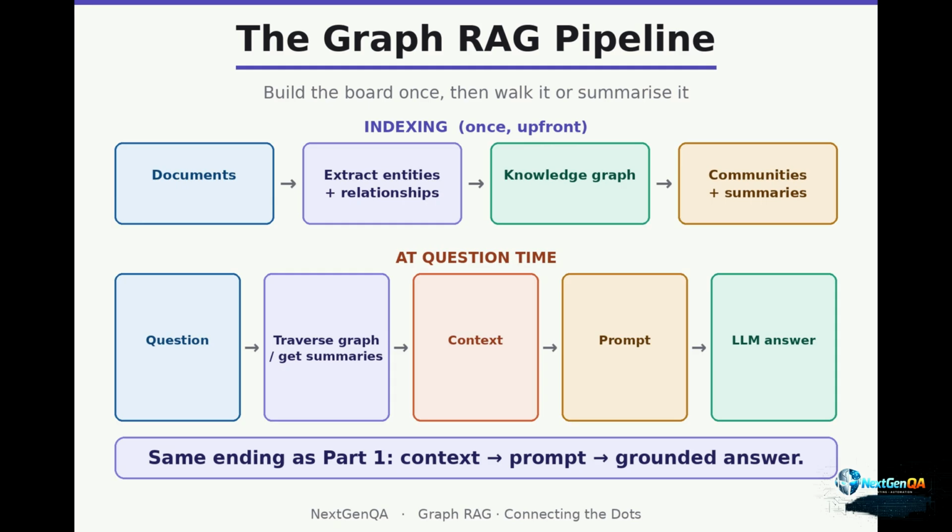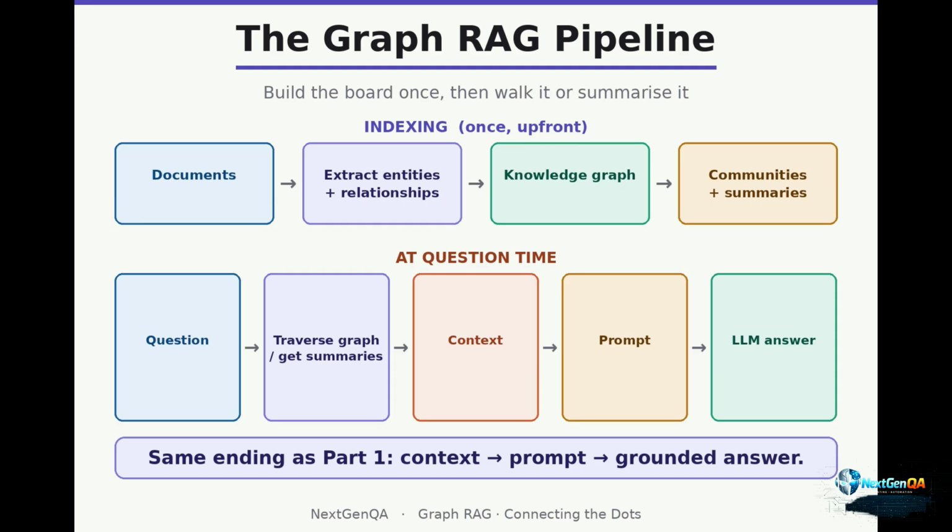Then at question time, your question is used to find starting entities. The system traverses the graph or gathers community summaries for global questions. Whatever it collects becomes the context. The context and question are packed into a prompt, and the LLM writes the final grounded answer. Build the board once, then for every question, either walk the strings or read the cluster summaries and answer. That is GraphRAG end to end.